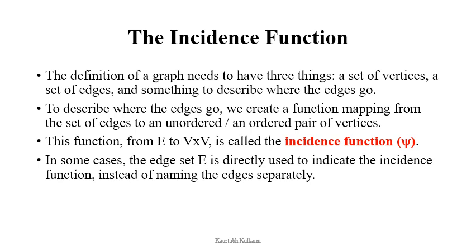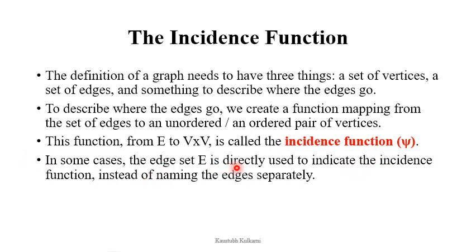Okay, so to describe where the edges go, we create a function mapping from the set of edges to an unordered or an ordered pair of vertices. It will be unordered if it is an undirected graph, and it will be an ordered pair of vertices if it's a directed graph. So this function from E to V cross V is called the incidence function psi. V cross V because it will be a pair of vertices. Okay, so we'll take the cross product for a pair of vertices.